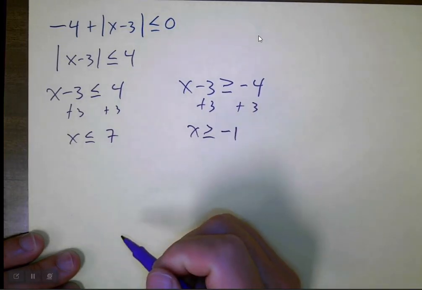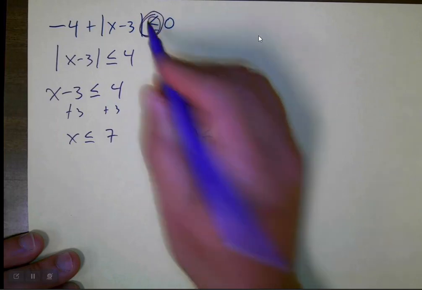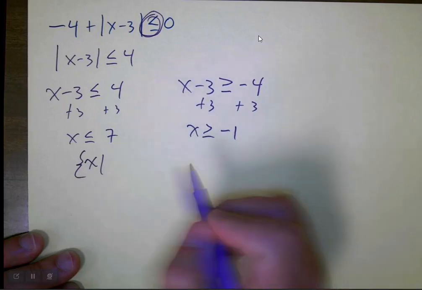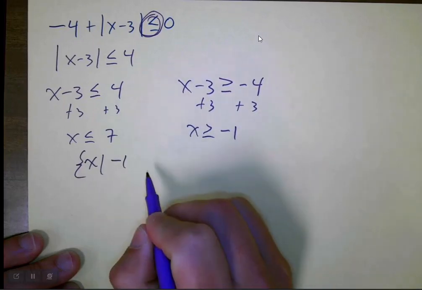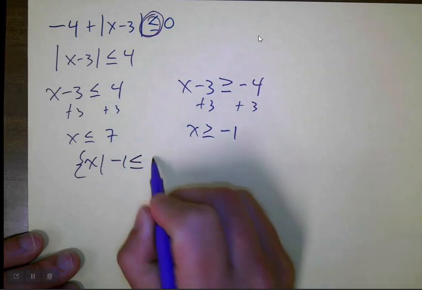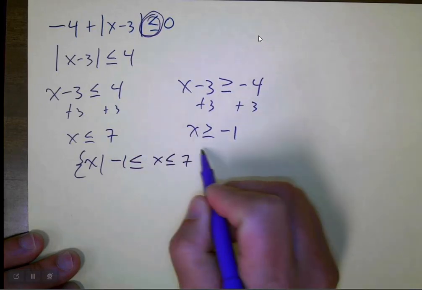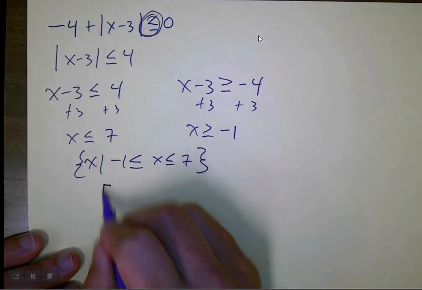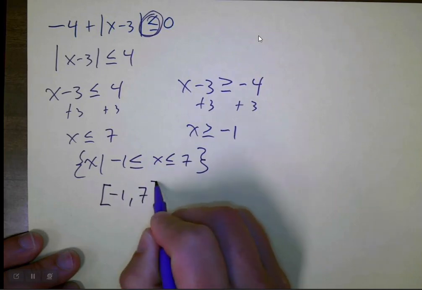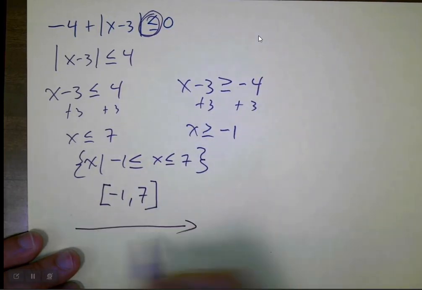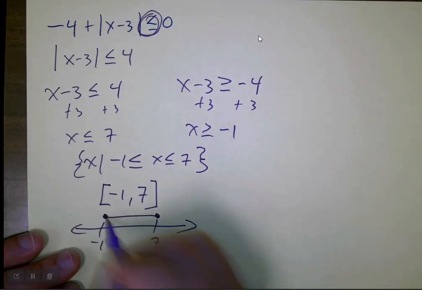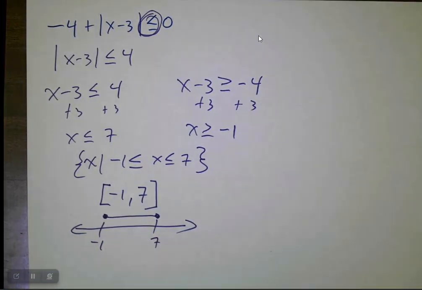So what does that look like? That's an and. How do I know? Because it started out here, but it's also because it's sandwiched. So you could write this as x such that negative 1 is less than or equal to x is less than or equal to 7. What does this look like in interval notation? Negative 1 to 7. And then what's my graph look like? Well, you got a solid circle at negative 1 and a solid circle at 7. And you fist bump them. All right? Let's try one more.